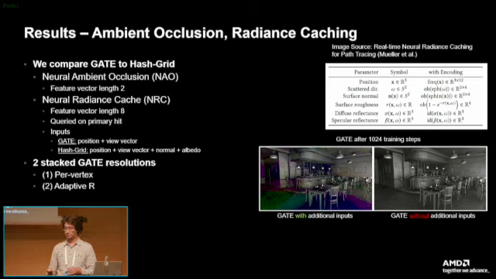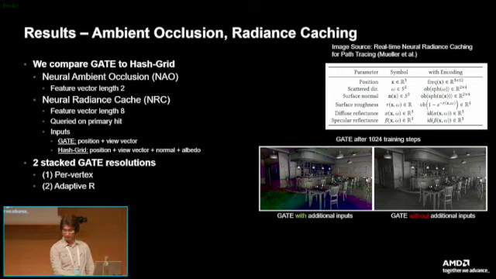But it complicates the problem, right? And for GATE, we do not need to do that, because each feature vector is bound to every triangle. So we use fewer inputs for GATE, and we actually get better results with these fewer inputs. Because when we add these inputs, as shown on the left, we get some color fringes, simply because the problem is more difficult to train, to learn.